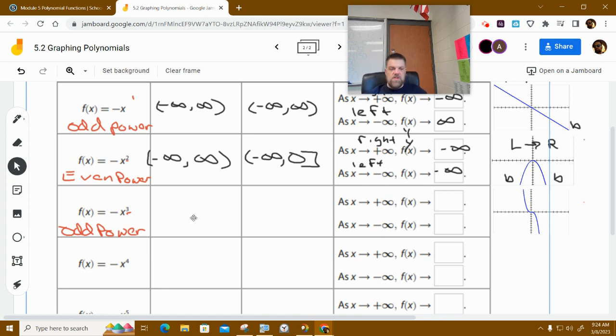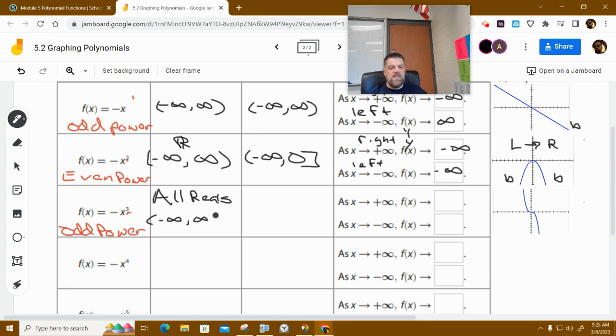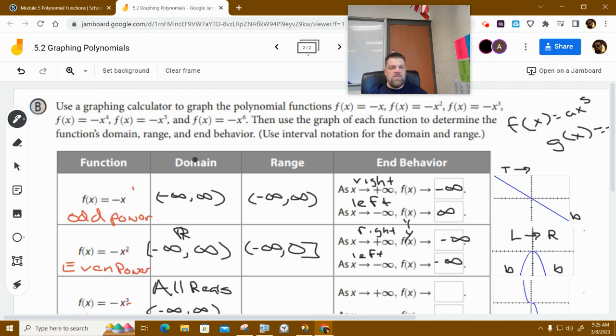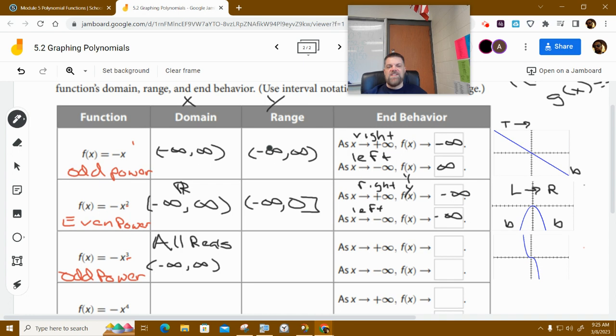Are there any domain restrictions? No. The domain is all real numbers, so I'm going to say all reals. And there's a couple ways that you'll see this. Sometimes they'll say all reals. Sometimes they'll make an R with an extra bar. And you could write all real numbers too. But basically it goes from negative infinity to positive infinity. That's the x values, right? Remember that the domain is the x values. Some of you guys are probably just continuing on in your notebook from yesterday's chart, and that's fine too.